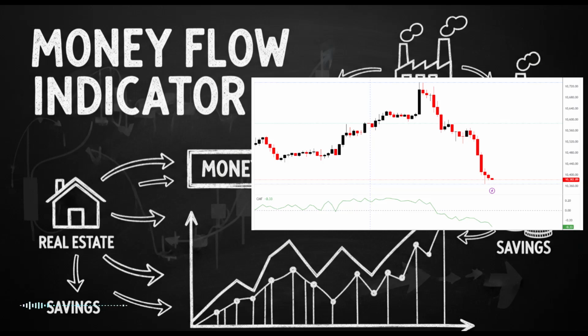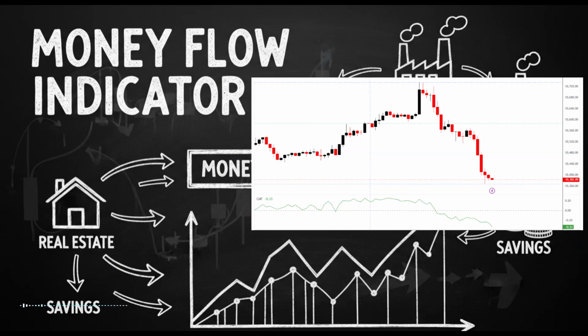Exactly. But maybe one of the most powerful uses is spotting divergence. I hear traders talk about that a lot. What is it in this context? Divergence is when the price of the stock is doing one thing, but the CMF indicator is doing something different. They're telling conflicting stories. Like what?